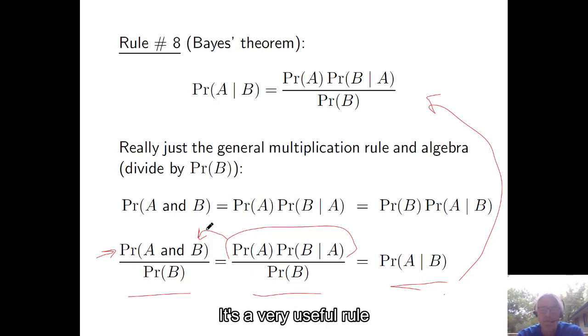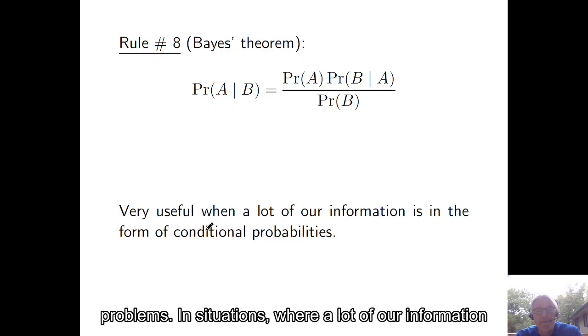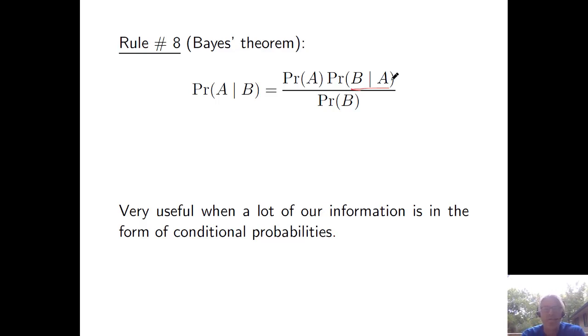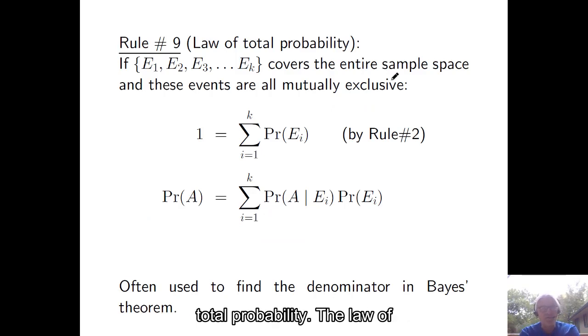It's a very useful rule for solving probability problems in situations where a lot of our information comes in the form of conditional probabilities like this, but we want to turn them around and express a new conditional probability. It's often used in conjunction with the law of total probability.